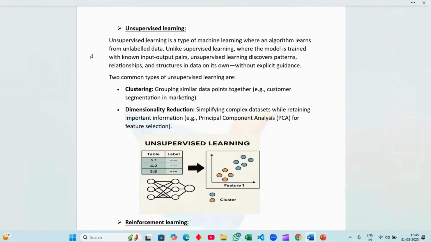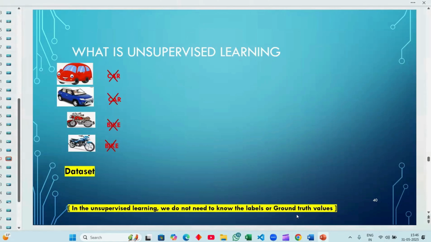In this also we consider two common unsupervised learning methods, clustering and dimensionality reduction. So we use these common methods. In unsupervised learning, we don't need the label data or a ground truth value. We don't want any label data because unsupervised learning deals with unlabeled data, right? We don't want any label data to train the model.